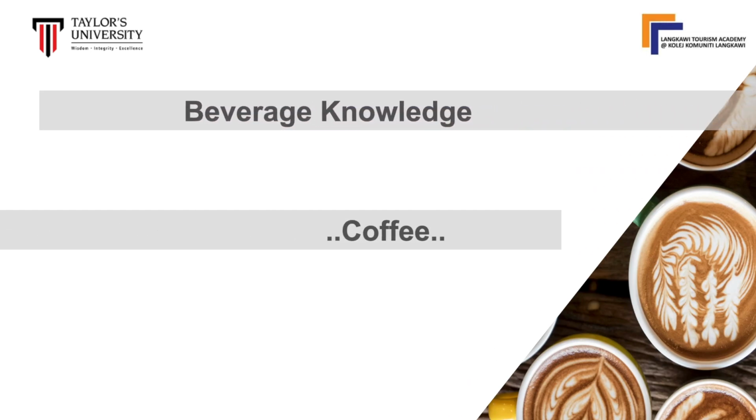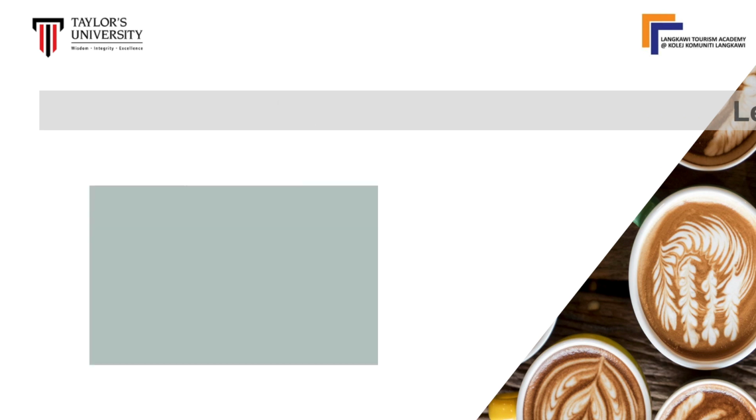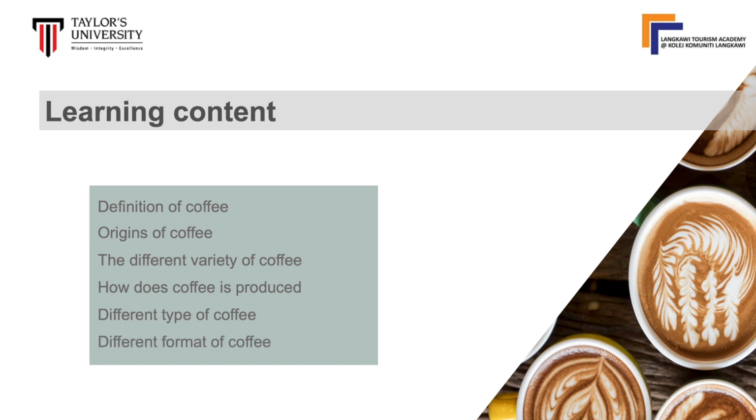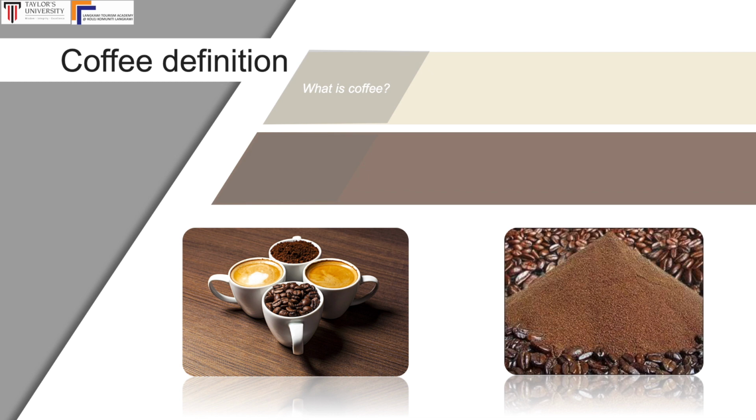Today's session will talk about coffee. What are we going to learn today? First, definition. What is coffee? We are going to learn its origin, the different varieties of coffee, how coffee is produced, the different types of coffee served in a restaurant, and finally, the different forms of coffee available in F&B. Did you know coffee is one of the most famous beverages drunk all around the world?